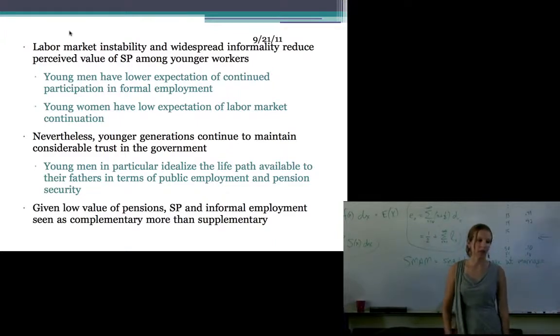It's possible that some of their older siblings are not paying. But a lot of them also, if you ask the younger people how your parents are going to support themselves, say, my parents have pensions.